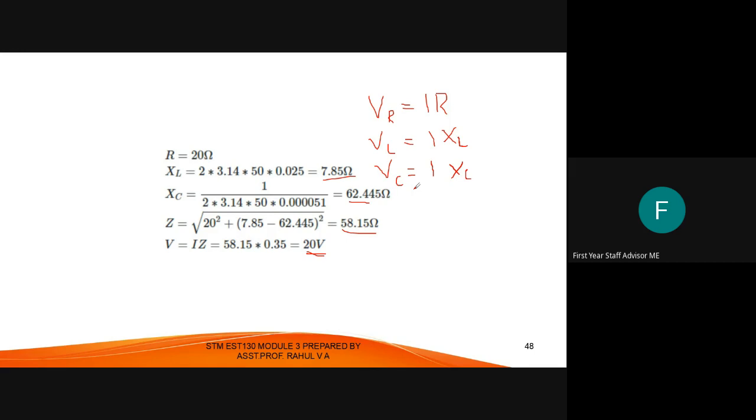The current into resistance gives voltage, and current into reactance gives voltage. So we are doing VR is equal to IR, VL is equal to IXL, VC is equal to IXC.